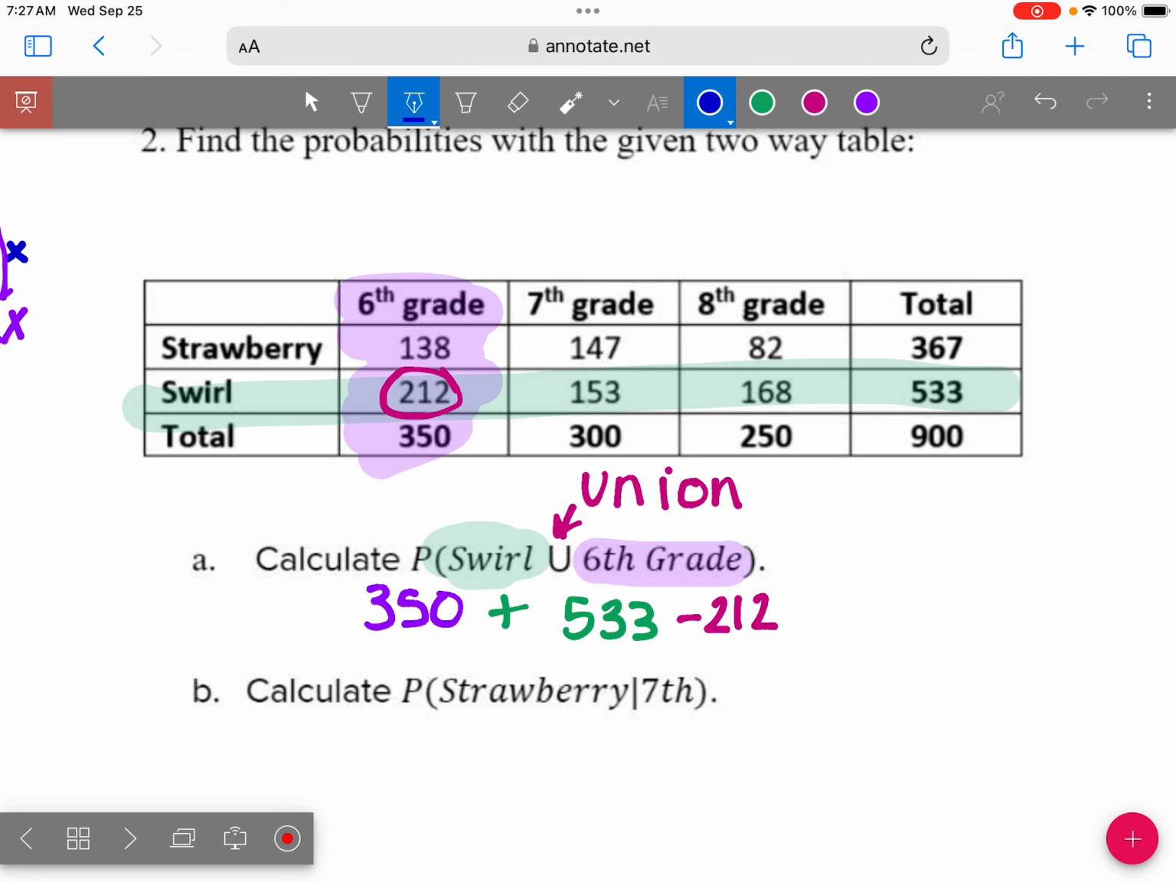So this tells us the number of people who like swirl or the people who are in 6th grade. What's our total here? 671. So that's just my number of people. This is looking for a probability. So 671 out of how many? 900. Total. That one's, I think, one of the hardest of the probabilities is the union.